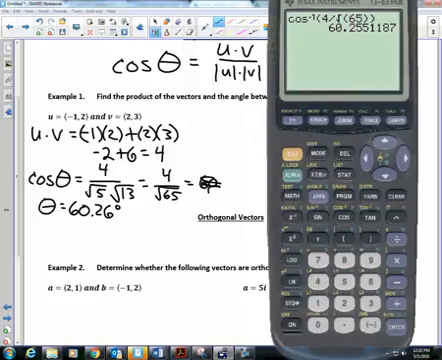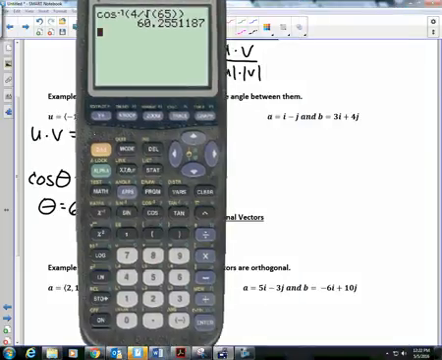Okay, you try the second one on your own. Find the dot product and find the angle between them. Ready, set, go!